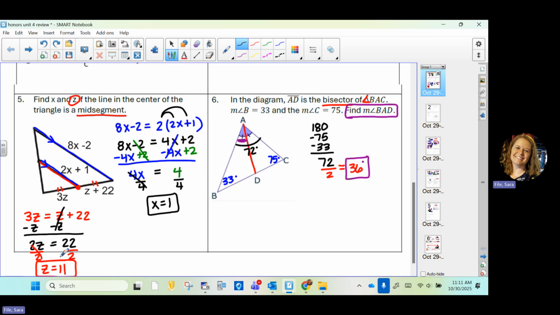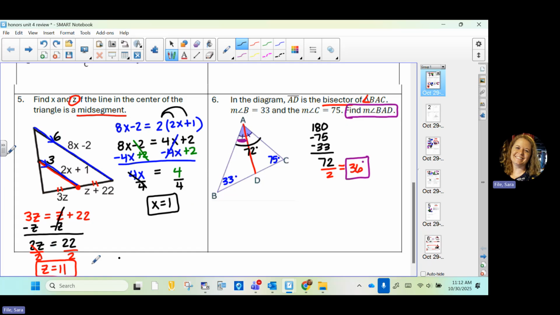For the z and for the x, if I plug these back in, if I plug in x is 1, what is 8 times 1 minus 2? It's just 8 minus 2, so that's 6. And then 2 times 1 is 2, plus 1 is 3. Does that check out? Is the mid-segment half the length of the side? Yes, so we got x right.